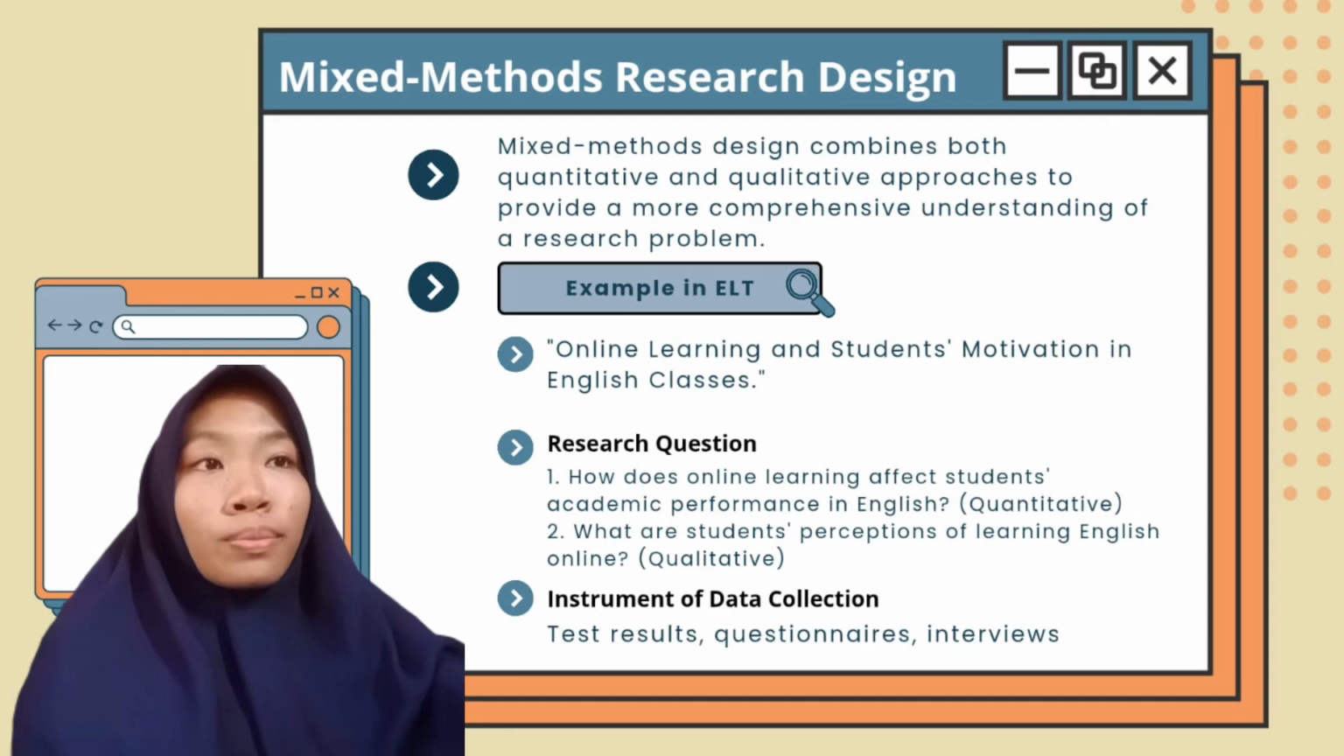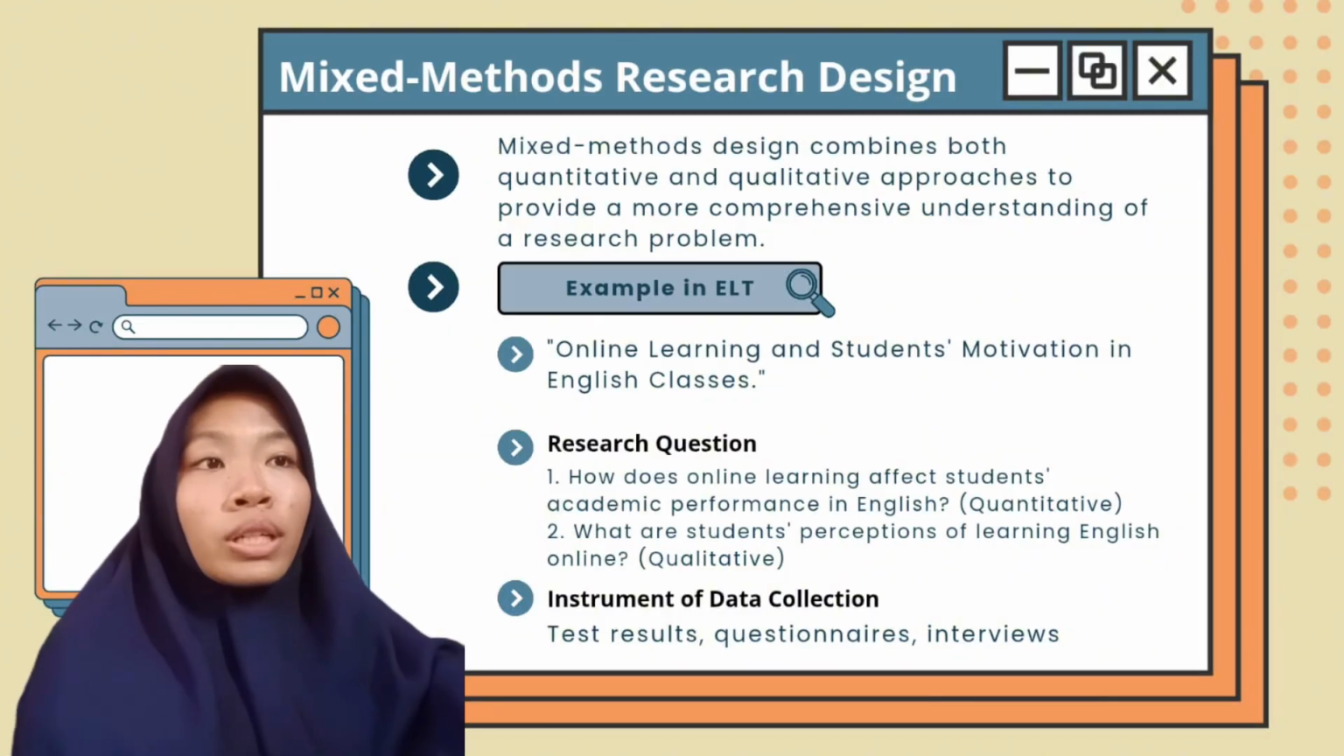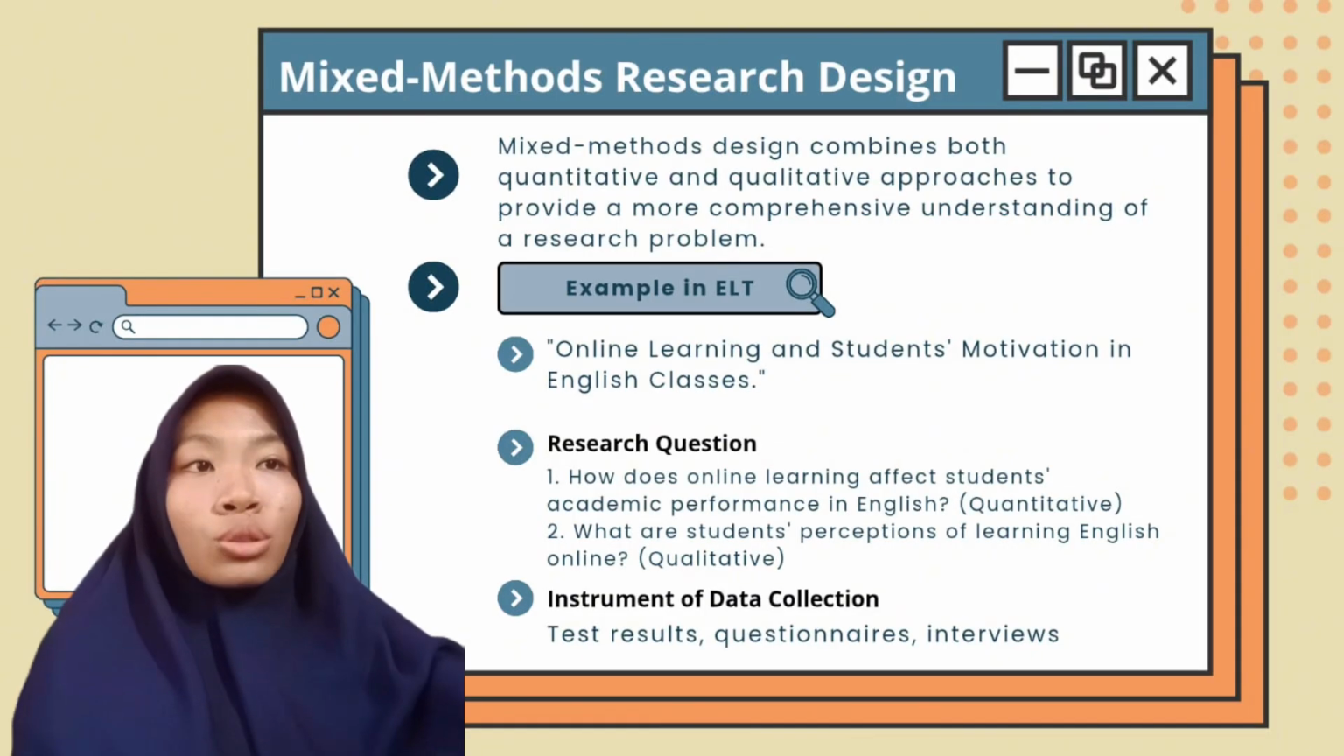Why these instruments? Test results quantify academic performance and enable statistical comparison. The questionnaire captures students' motivation at scale. Interviews offer deeper context to explain test outcomes and survey responses. And the integration of tools allows triangulation, strengthening conclusions and addressing the complexity of real classroom settings.